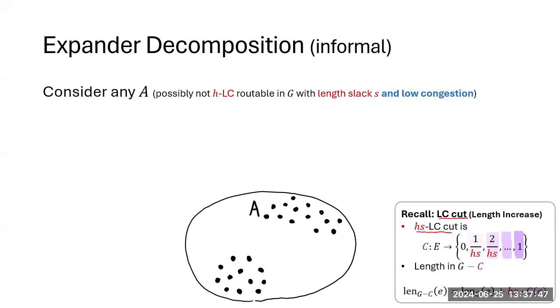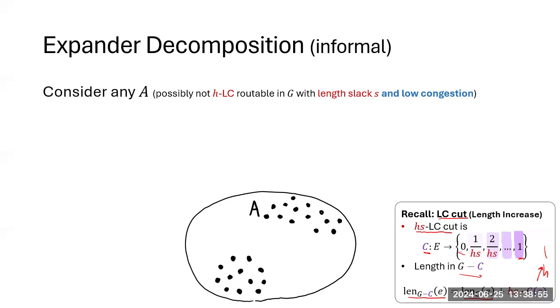So a length constraint cut, HS length constraint cut, is just a function that assigns a fractional value from 0 to 1 to each edge, which is a multiple of 1 over HS. And this is the definition: the length of the graph after you apply this length increase C is just the length of the graph increased by the cut size times HS. So if C of e is 1 over HS, then you increase it by 1. If C of e is 1, then you really increase it by HS, which is intuitive. Morally, it means that you have cut that edge, because the endpoints are already far away by HS distance. So morally it's just to cut that edge. That's why we say it's a length constraint cut.